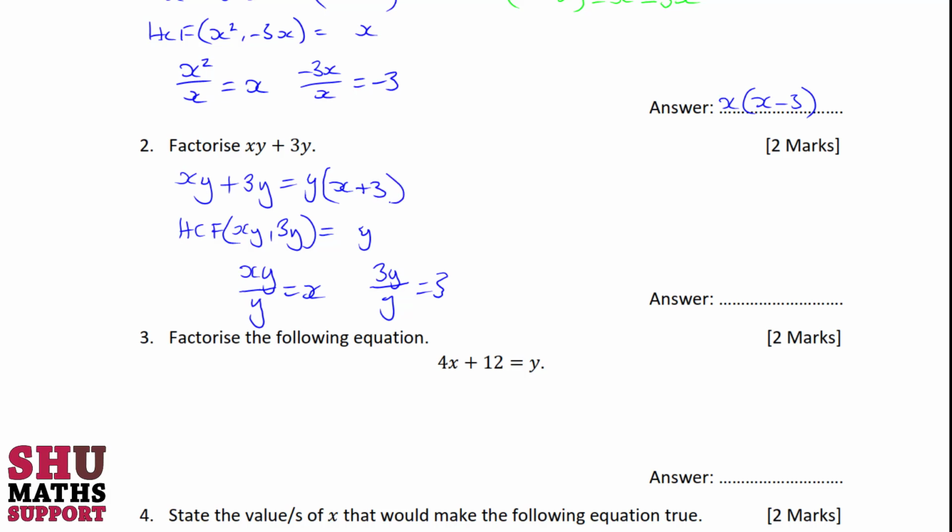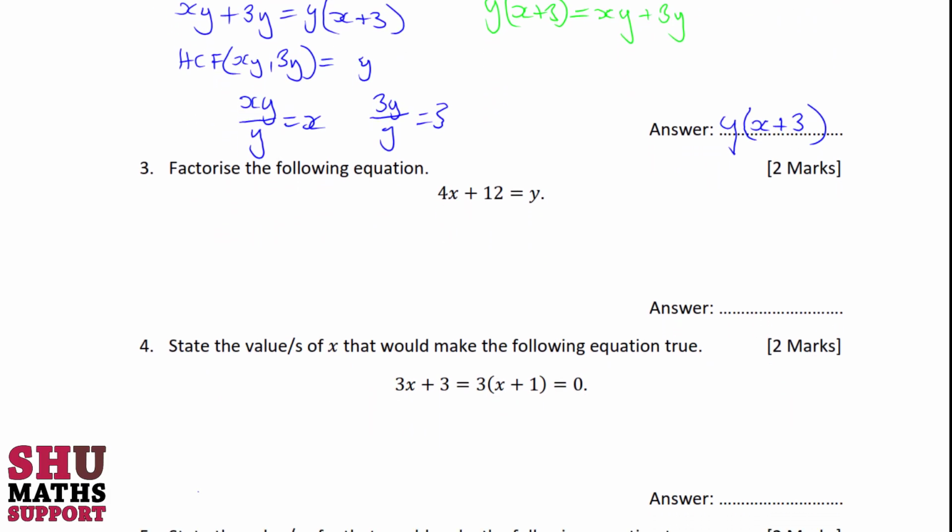And then we can double check this to give us y times x plus 3 is equal to, well, y times x is yx or xy, and y times 3 is 3y. So we're left with xy plus 3y. And that's the original expression, so on our answer line we can write y times x plus 3 as our answer.